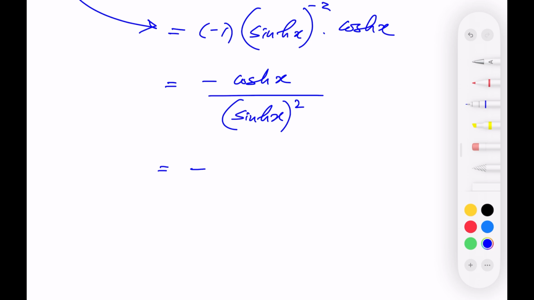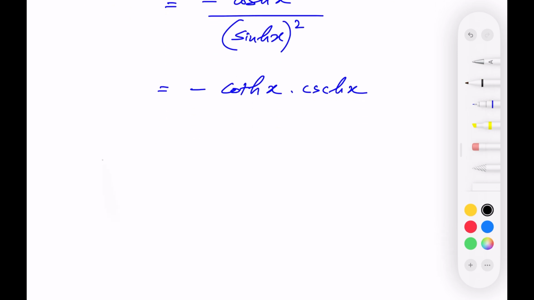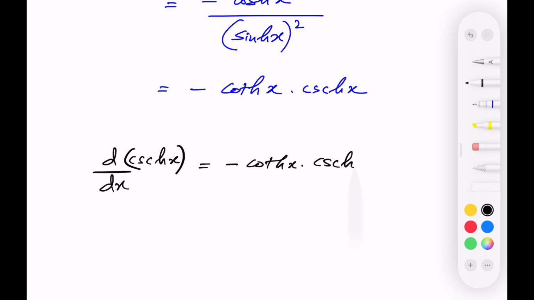Cosh x over sinh x is equal to hyperbolic cotangent x, coth x. And there's one more sinh x term remaining in the denominator. 1 over sinh x is hyperbolic cosecant x, csch x. That's your result of the derivative of csch x. Let me write it down. If you differentiate hyperbolic cosecant x with respect to x, your answer is negative coth x csch x.